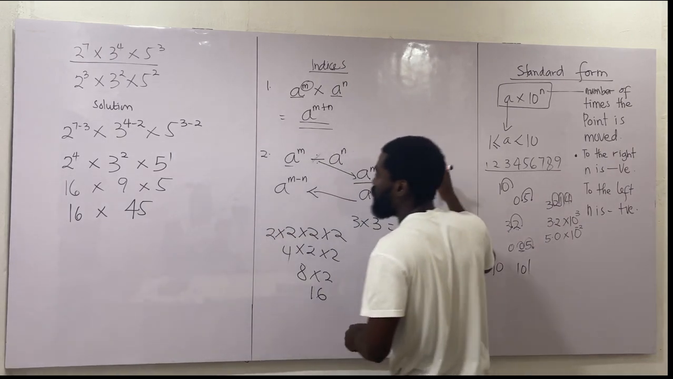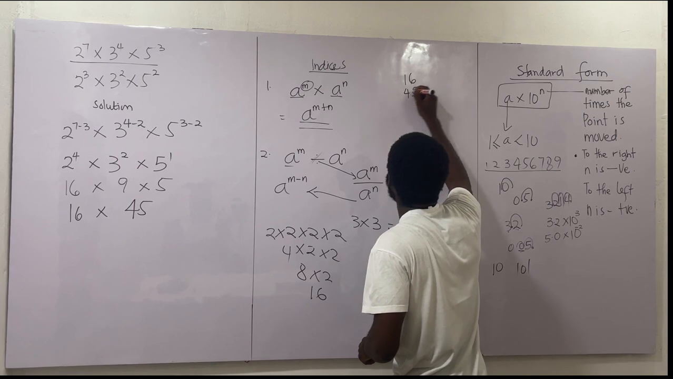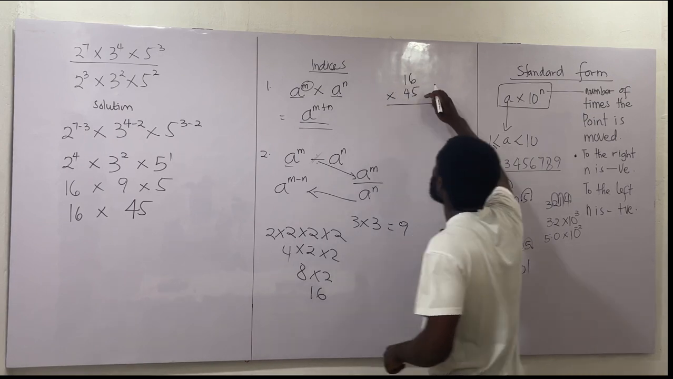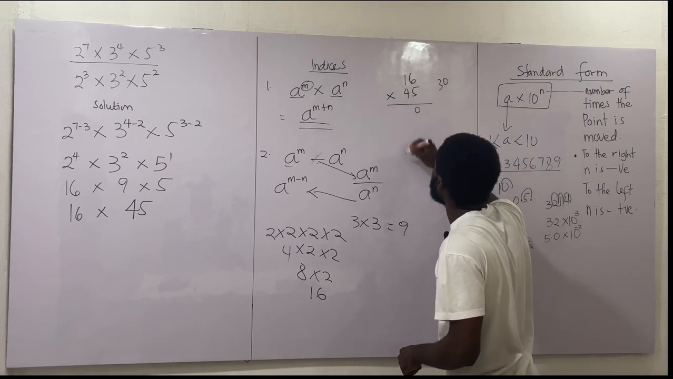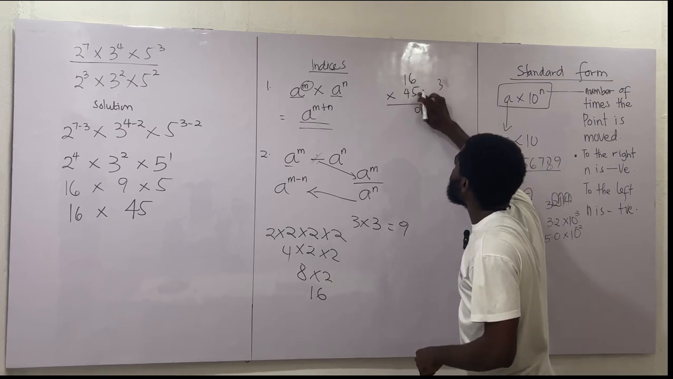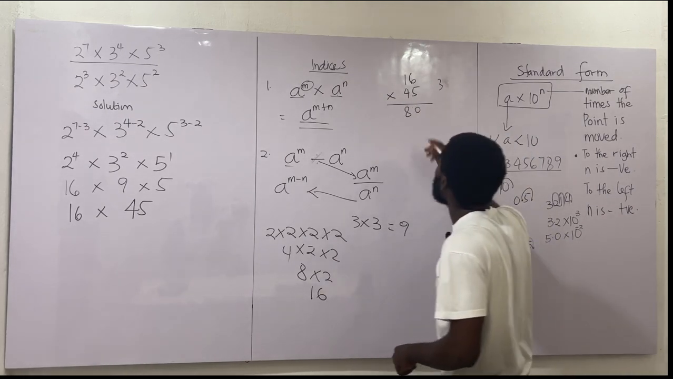Now multiply 45 by 16. Let me do that calculation here. Help me do this. Let's go. 5 times 6 gives me what? 30. So 0, and remember the 3. 5 times 1 is 5, plus 3 gives me 8.